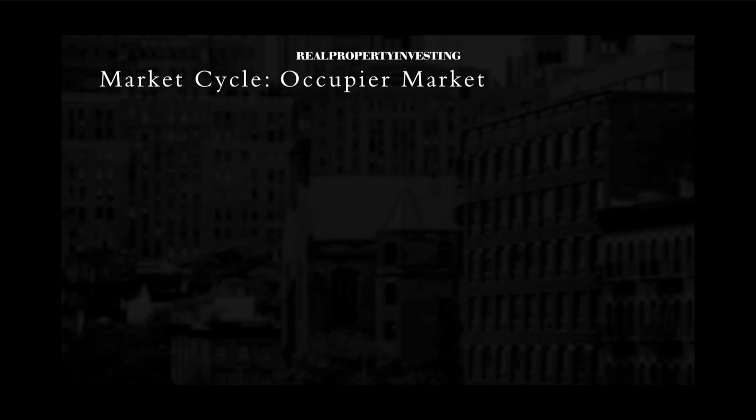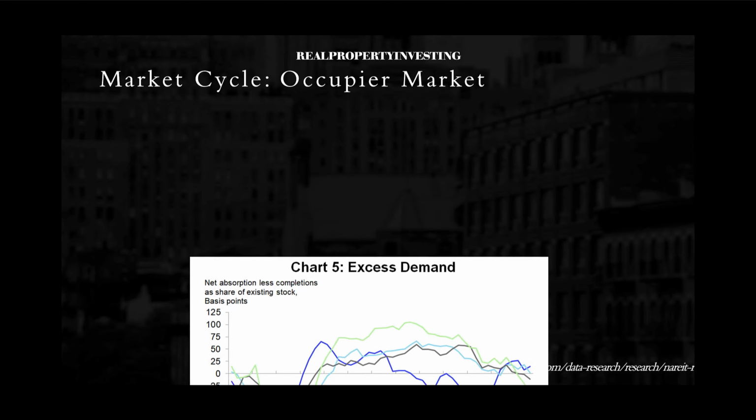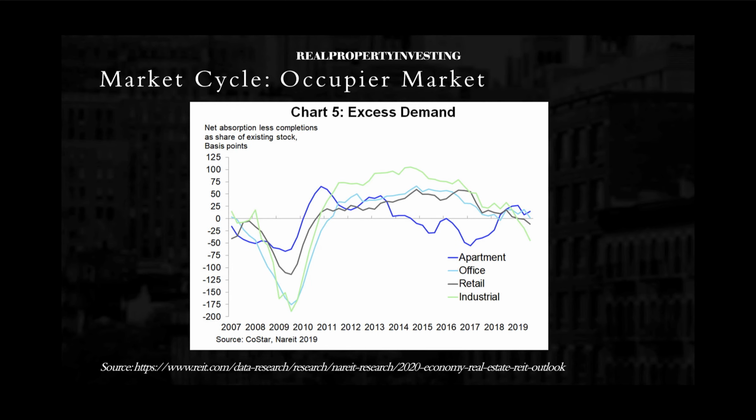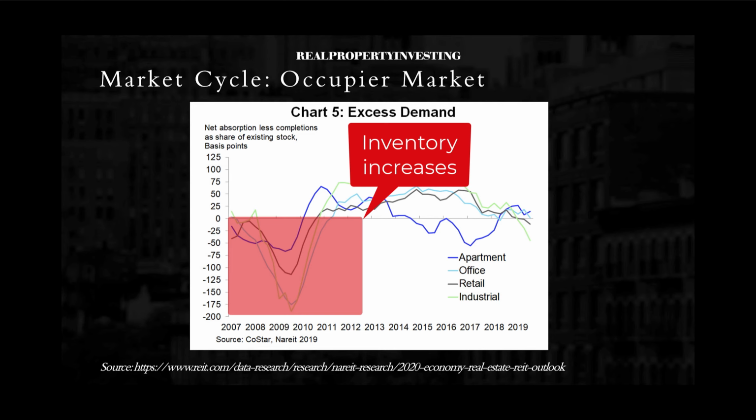As discussed during the previous lecture on the real estate cycle model, the occupier market trails the investment market somewhat, which has the interesting effect of widening yields when the market is in a downturn. That we will see in the next slide. This chart shows net absorption less completions for different market segments, including apartment, office, retail, and industrial. When the data points are below the zero line, completions exceed net absorption, increasing inventory. This should cause vacancy rates to rise.